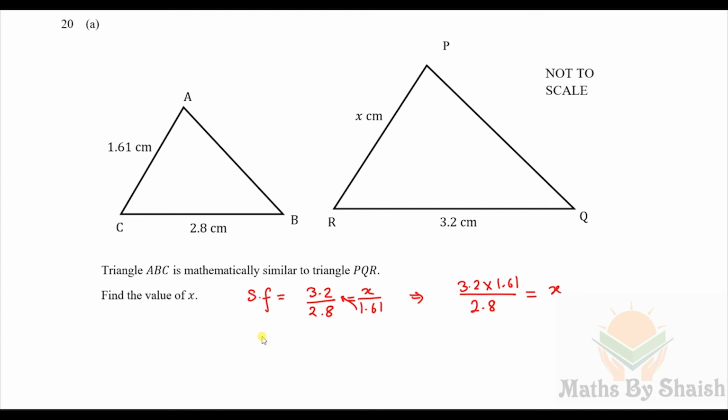1.61 into this, and then divide by 2.8. This value is coming as, so x value is coming 1.84 centimeter. So that's the value of x. Now I hope it is clear. Let's discuss the B part of it.